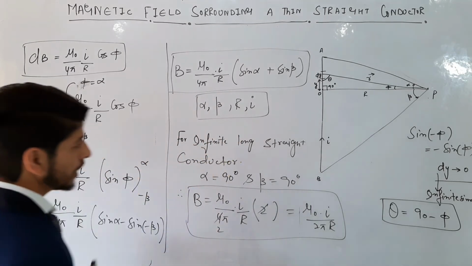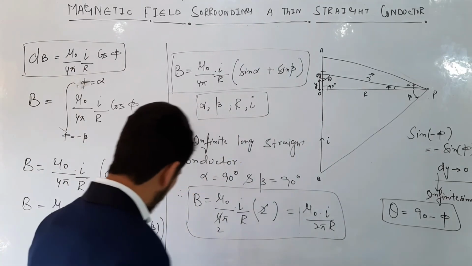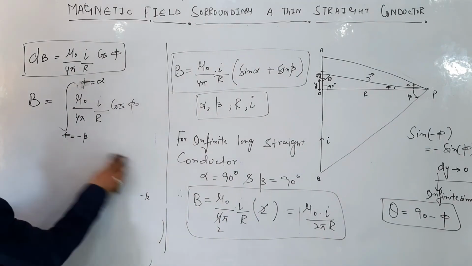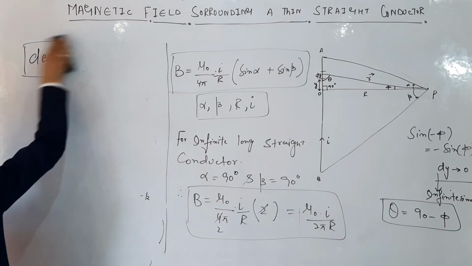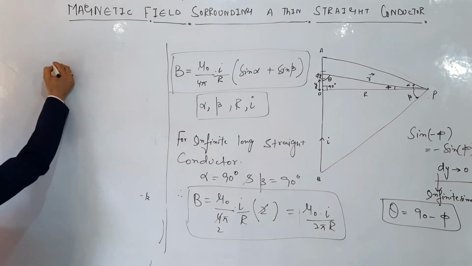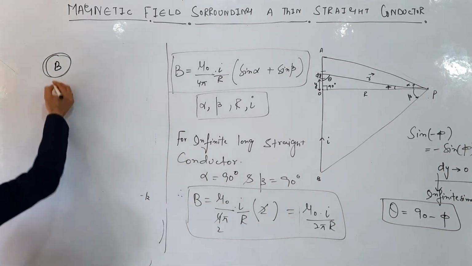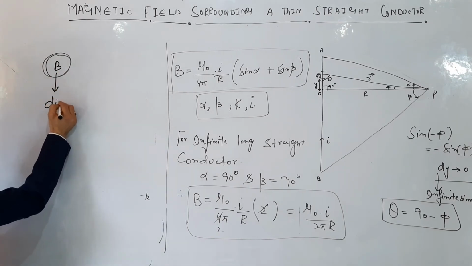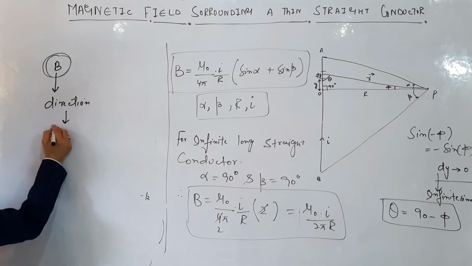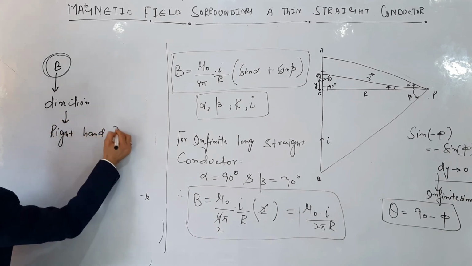Okay. Now, what will be the direction? Who gives the direction? You know Maxwell's screw rule, or you can find it by the right hand thumb rule. How can you find this direction? The direction of this magnetic field B can be given by the right hand thumb rule.